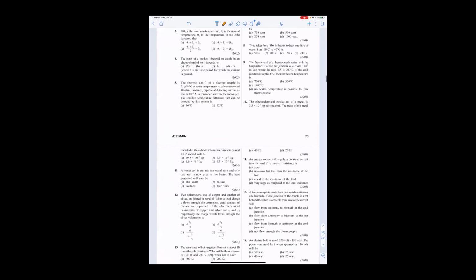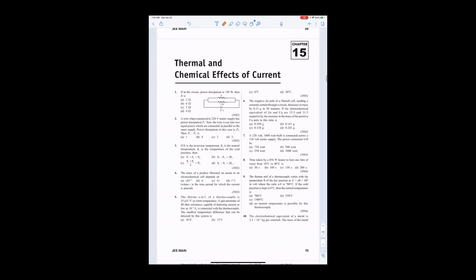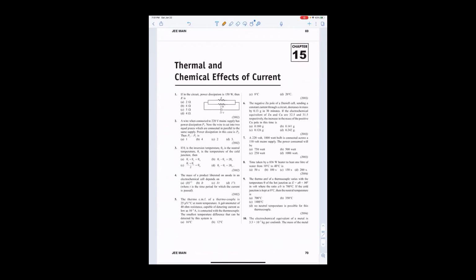This thermal effects, heat exchange and all, this also you can do, but not now. I don't think I've included it, but take a screenshot if possible. I'll only give till key. Thermal and chemical effects of current. It's like heat energy produced due to this. Power questions.